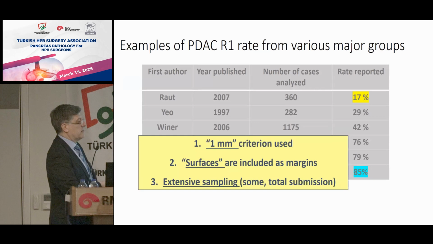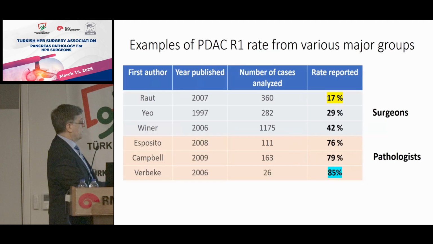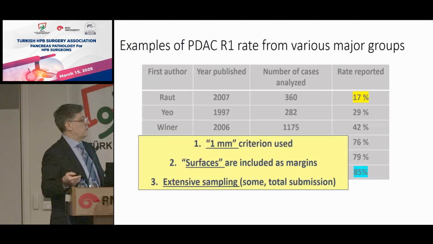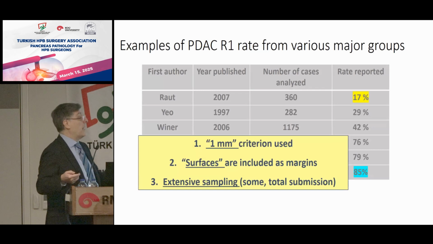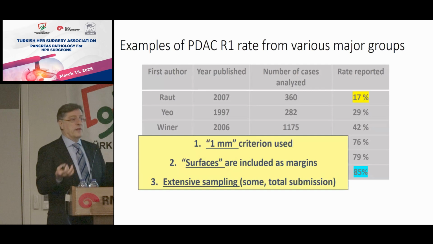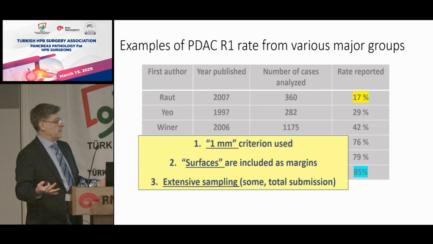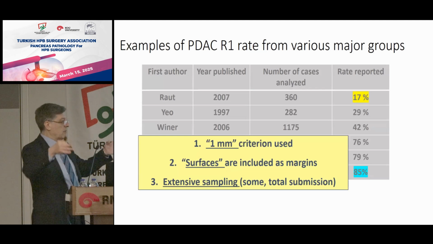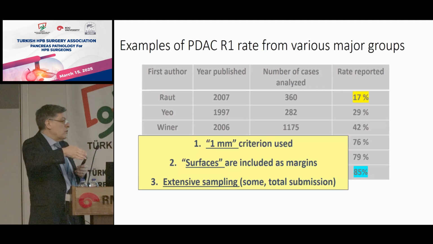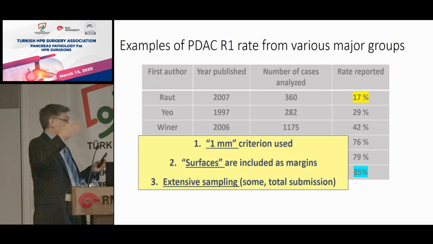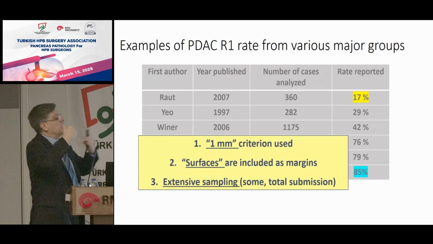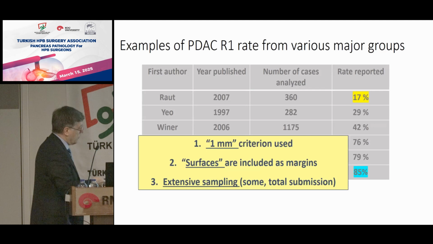If you use 1 millimeter criterion, suddenly everything is much higher. If you use surfaces as margins, both anterior and posterior, like this Verbeke study, both anterior and posterior was used as positive. Sure, there are going to be a lot more cases positive. And then also sampling. I cannot overemphasize this. You know, the more sections you take, the more things you'll find. And especially PDAC, which is very subtle, going everywhere. If you take one section, you may hit the negative area and say, perfect, R0. If you take a different angle section, so the more sections, of course, you'll have higher R1 rates.